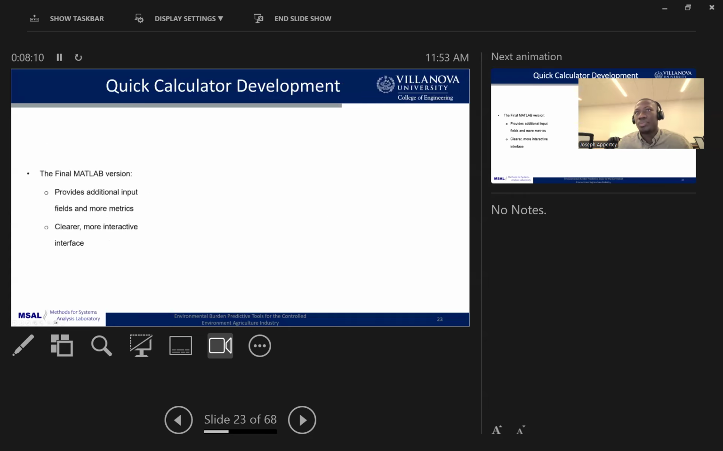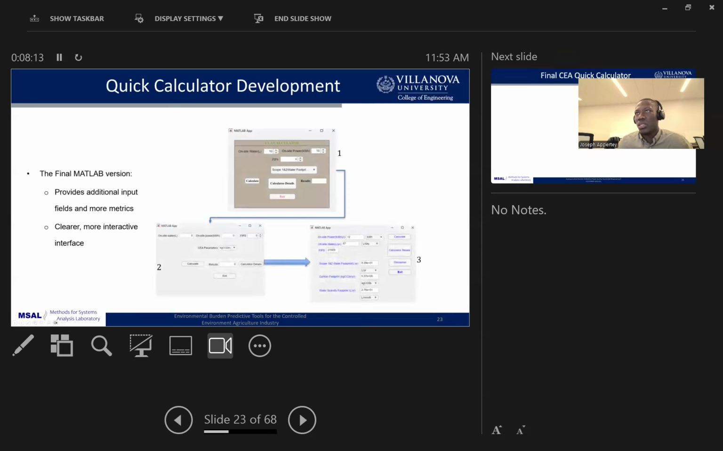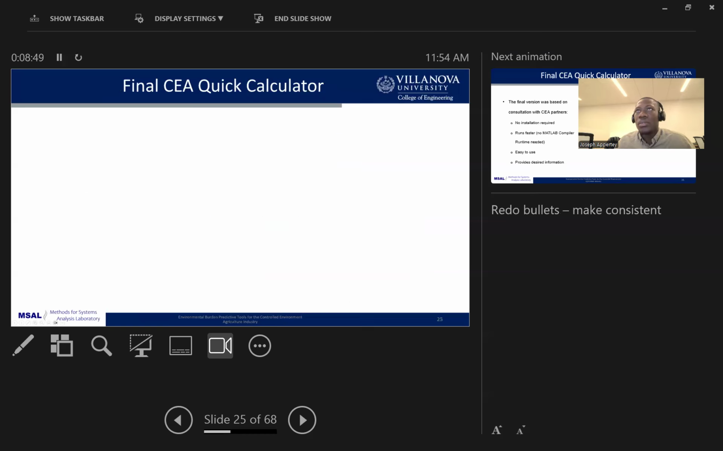The development of the tools went through three different applications. The first has as its key parameter the Federal Information Processing Standard. Based on this, one has to look for the Federal Information Processing Standard code and then make a calculation for a particular county. It was further developed, and then we have the final version, which provides additional input fields and more metrics compared to the previous ones. It is also clearer and has a more interactive interface than the previous two.